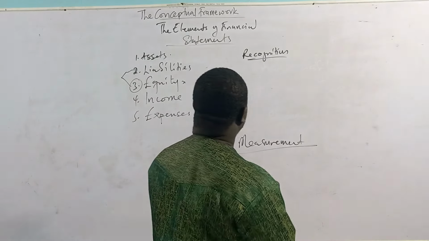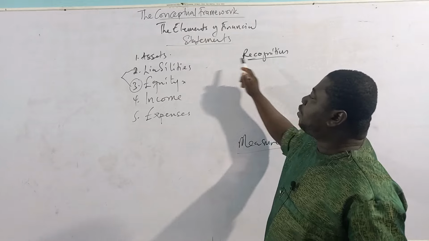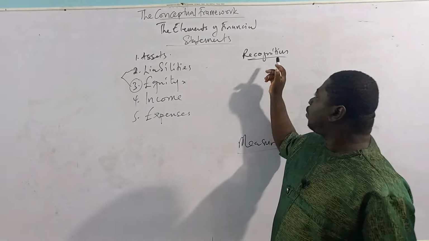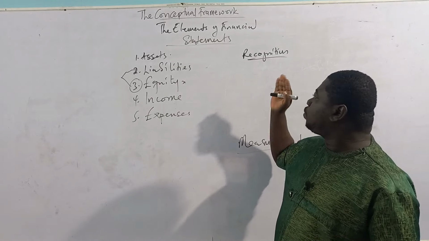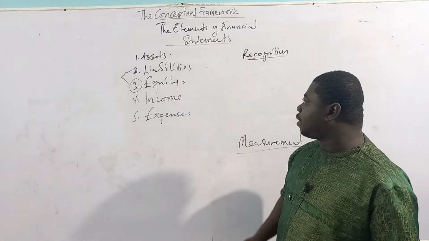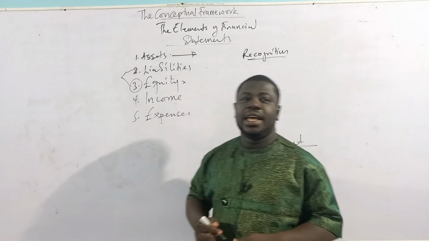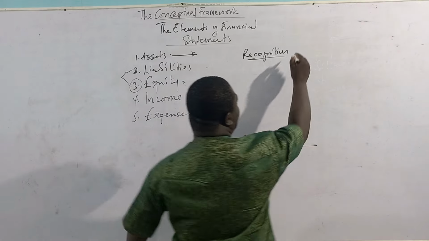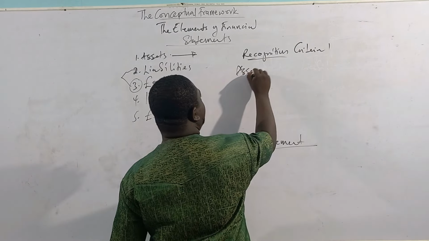Okay, so when it comes to recognition, we have the recognition criteria for assets, recognition criteria for liabilities, recognition criteria for income, and that for expenses. And I just want to take you through each of these recognition criteria. When it comes to the recognition criteria for assets, there are two key things to talk about. The first one, when it comes to recognition criteria, so let's begin with the assets.